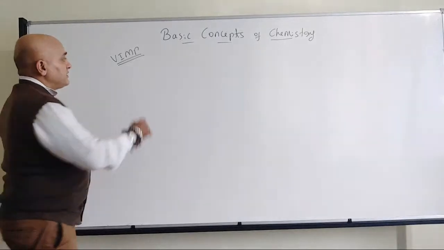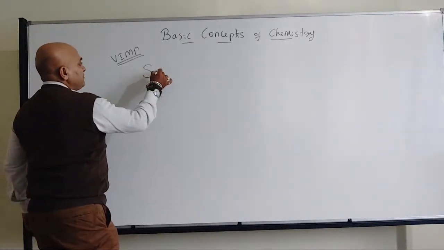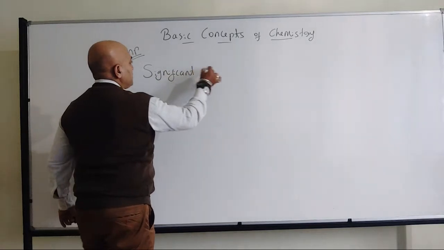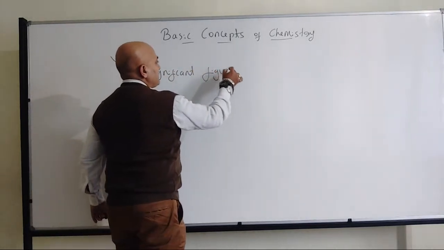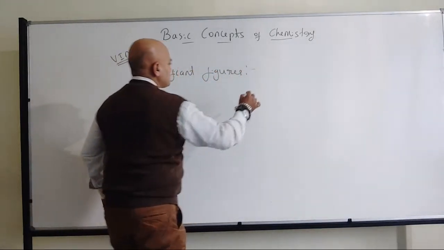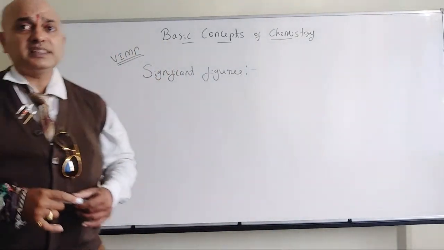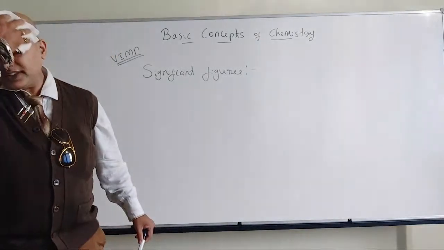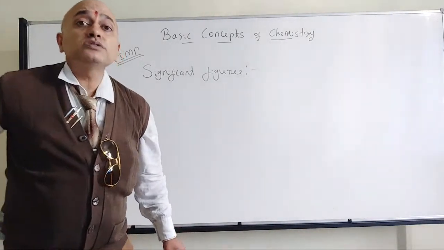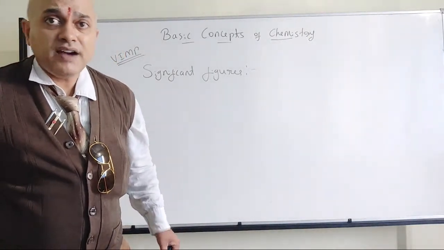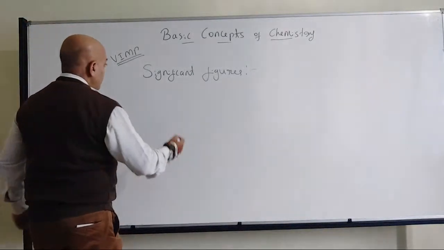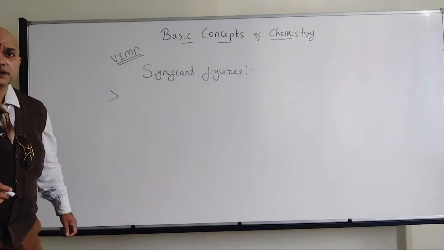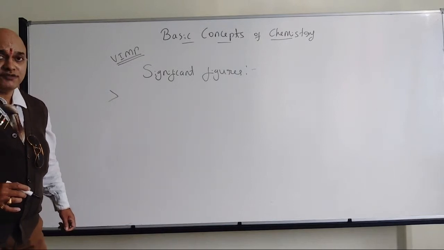So that is with respect to significant figures. So a 1 mark question you can expect. They will give some values and you have to write what are the number of significant figures in those values. Fine. Now there are some rules which we should know, some rules with respect to significant figures.